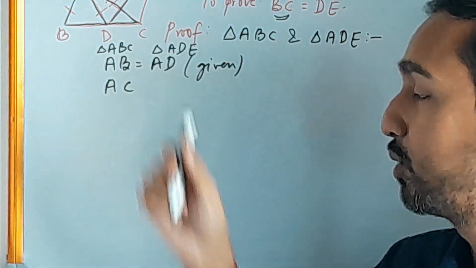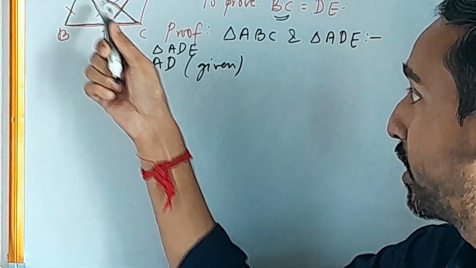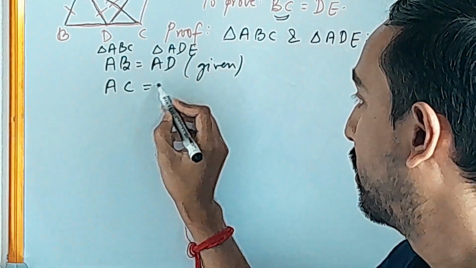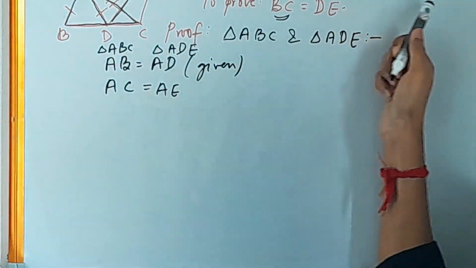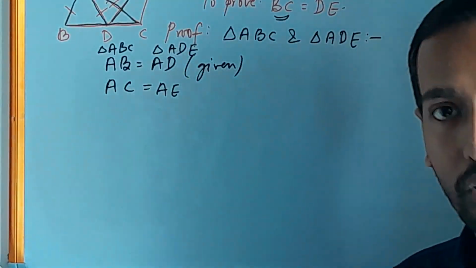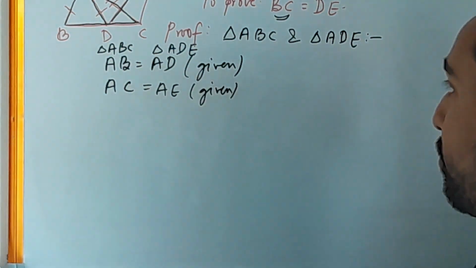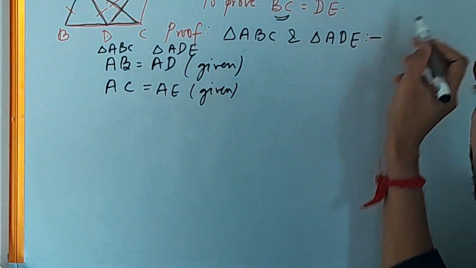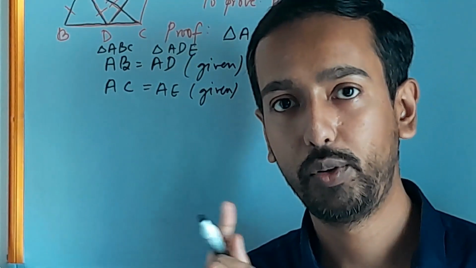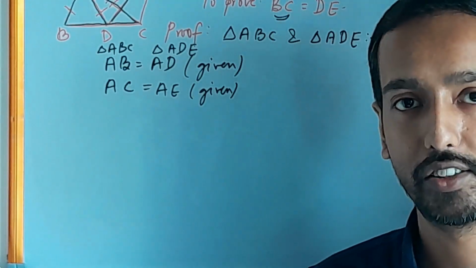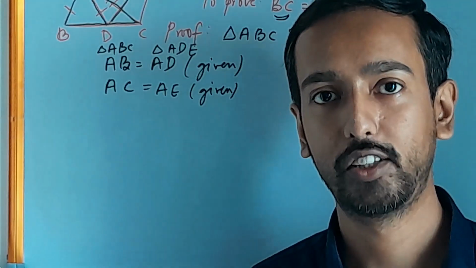So we see that AB is equal to AD. Now next we can see that AC is equal to AE. It is also given in the question. Now, since two sides have been given, if we find one angle in between these two sides, then it will be very easy to make the two triangles congruent.